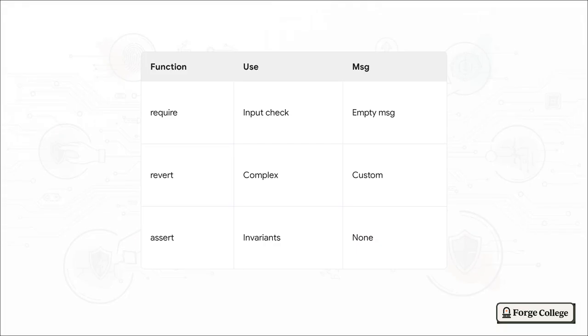So breaking down our complete security roster, you've got require handling standard input validation right at the door. Then you've got revert catching those complex conditional failures a bit later on. And finally, there's assert. You want to use assert really sparingly because it's reserved strictly for internal compiler-level panic checks. Basically, if an assert fails, it means something theoretically impossible just happened, like a massive core logic bug.